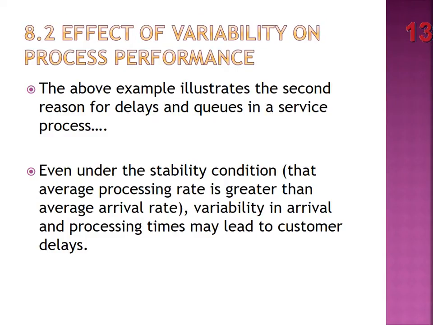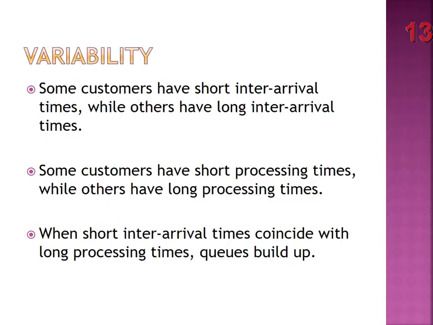The above example illustrates the second reason for delays and queues in a service process. Even under the stability condition that the average processing rate is greater than the average arrival rate, variability in arrival and processing times can lead to customer delays. When we talk about variability, some customers can have short inter-arrival times. Has anybody here worked at a bank? My assumption is that there are certain times of the day when you don't have that many customers walking in the door, but at other times customers come in very regularly. That's what we were just talking about. There's variability in how often people arrive, and then there's variability in how long it takes to process each of those people. So we have these two components of variability that we address when we talk about service processes.